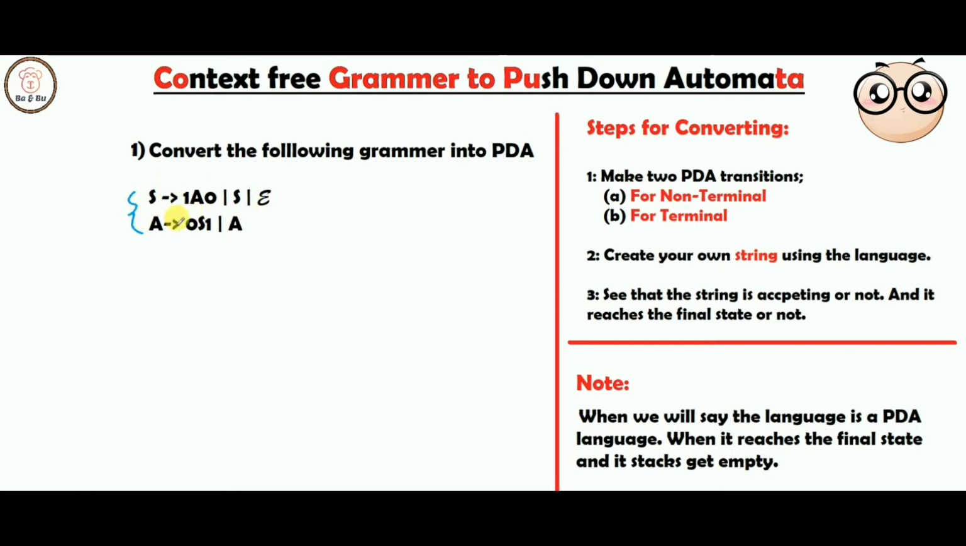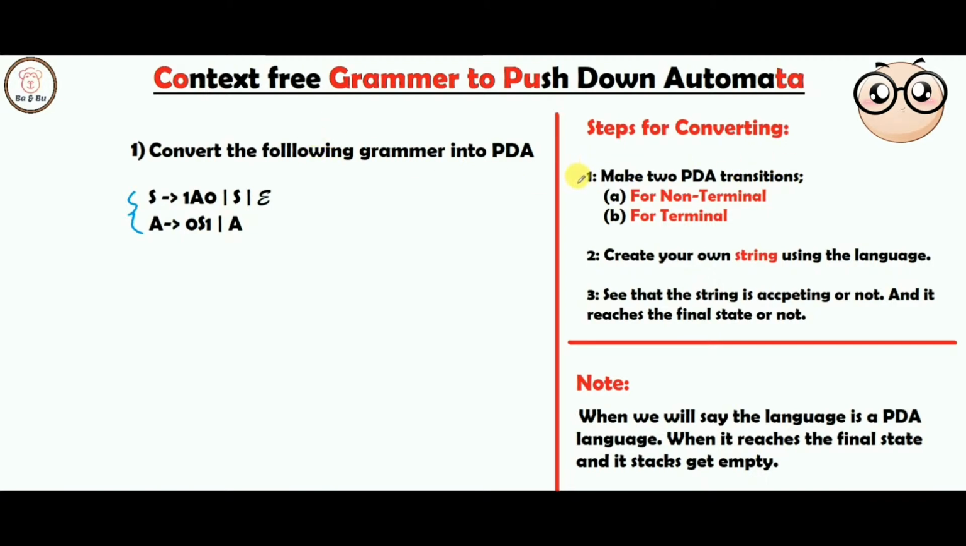How can you tell that it is a CFG, which is nothing but context free grammar? It contains production rules, variables and terminals. So we are going to convert this context free grammar to a pushdown automaton. To convert it to a PDA, we are going to follow some steps. So let's see the steps.